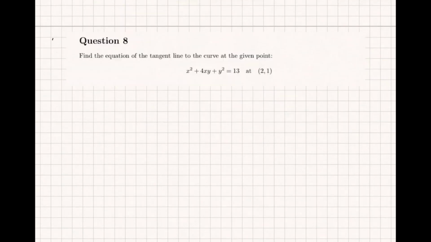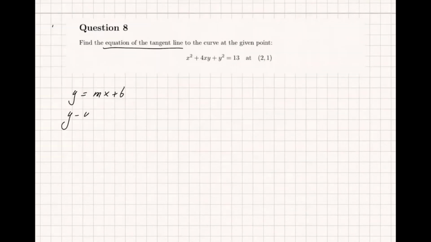Now, next problem is find the equation of the tangent line to the curve at the given point. X squared plus 4xy plus y squared equals 13 at 2, 1. Okay, so remember that the equation of any line is y equals mx plus b, and also we have y minus y1 equals m times x minus x1.